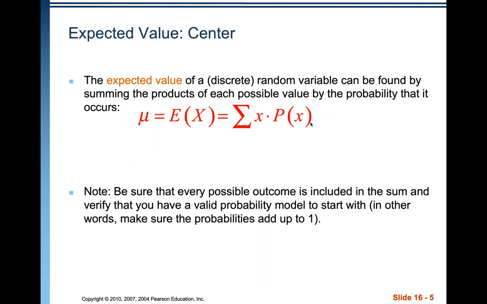One thing to note is that whenever you're working with random variables, the probabilities have to add up to 1. That's because 100% of the possible outcomes should be represented in a probability model.